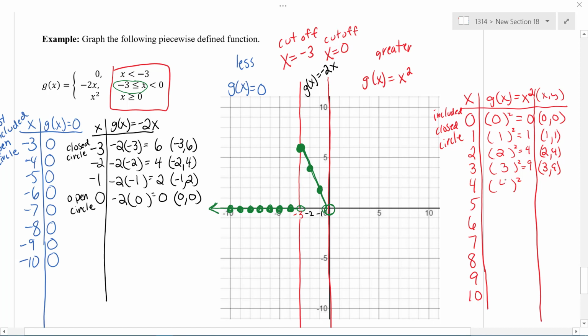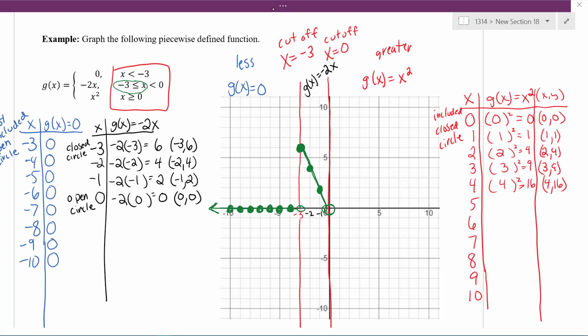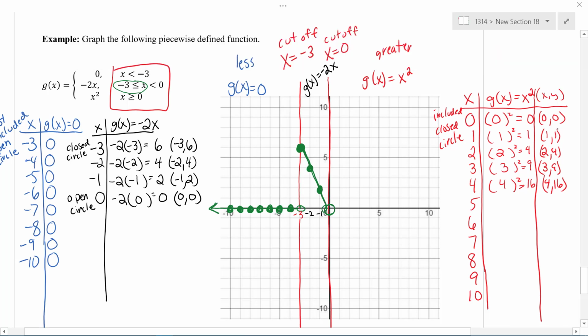Okay, we plug in a 4. 4 squared is 16. So I get to plot the point 4, 16. Now our y values stop at 10, so I'm going to stop there. All of these points that I would continue to find would have y values that are much larger than I could plot on my graph. Okay, so I'm going to plot these points that I can, and we'll go from there. I'm going to go back to my green marker. I'm going to plot the point 0, 0.